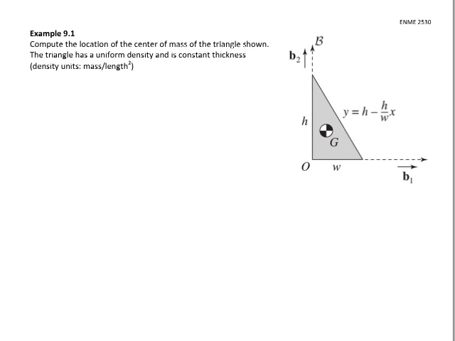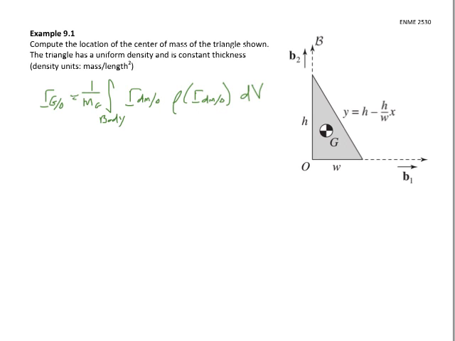To demonstrate how to compute the location of the center of mass, we're going to use an example which you probably saw in statics at some point. This is a classic example where we're finding the centroid of a triangle, but here we're going to compute the center of mass location, and we're saying that the triangle here has a uniform density and a constant thickness. So this sets us up well for planar motion.